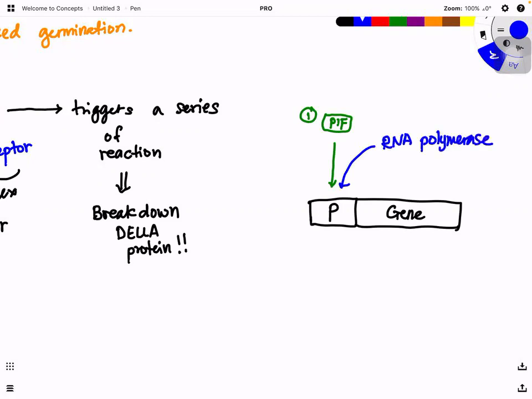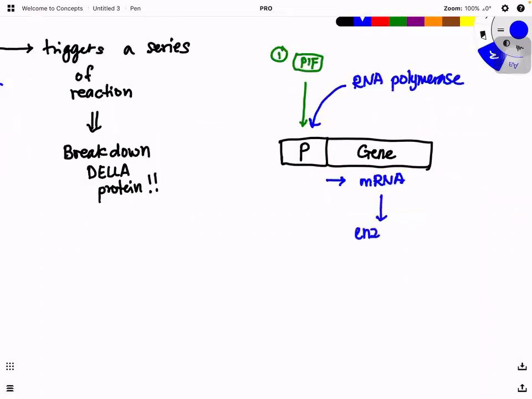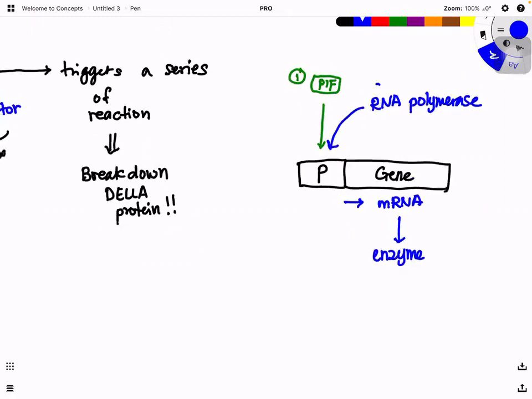So PIF cannot do anything on its own either. You can bind the promoter, but without RNA polymerase, useless. With RNA polymerase, without PIF, also useless. So both of them have to work together and then allow the transcription to take place, and then allow us to have the enzyme that is involved in seed germination. Are you clear? The mRNA will be translated, the polypeptide folds into the enzyme and allows the seed germination to take place.